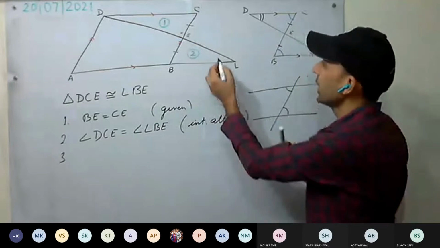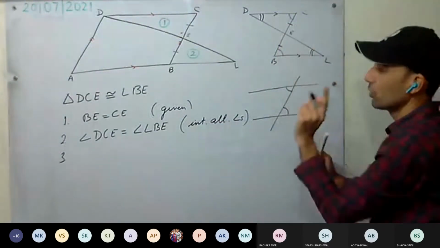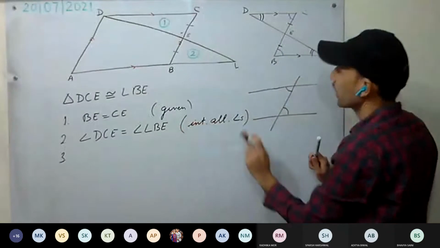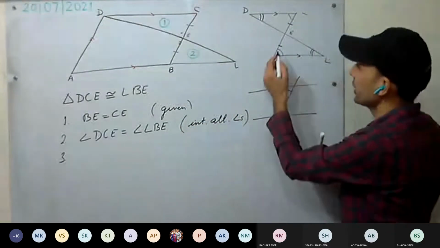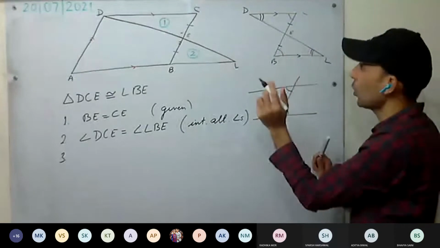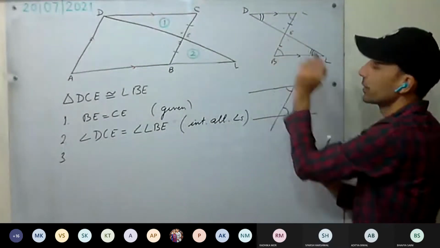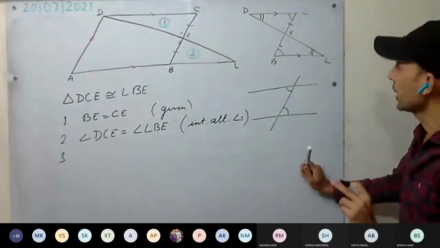So, if we take this angle, one we have proved. Now one more we have to prove. Either we can take these two, they are alternate interior angles, or we can take these two, they are vertically opposite angles. It's up to you.